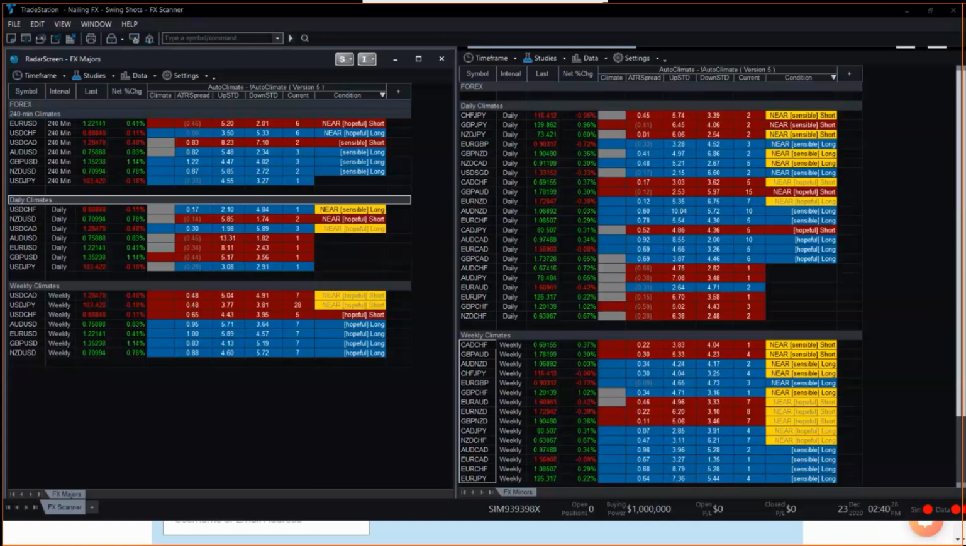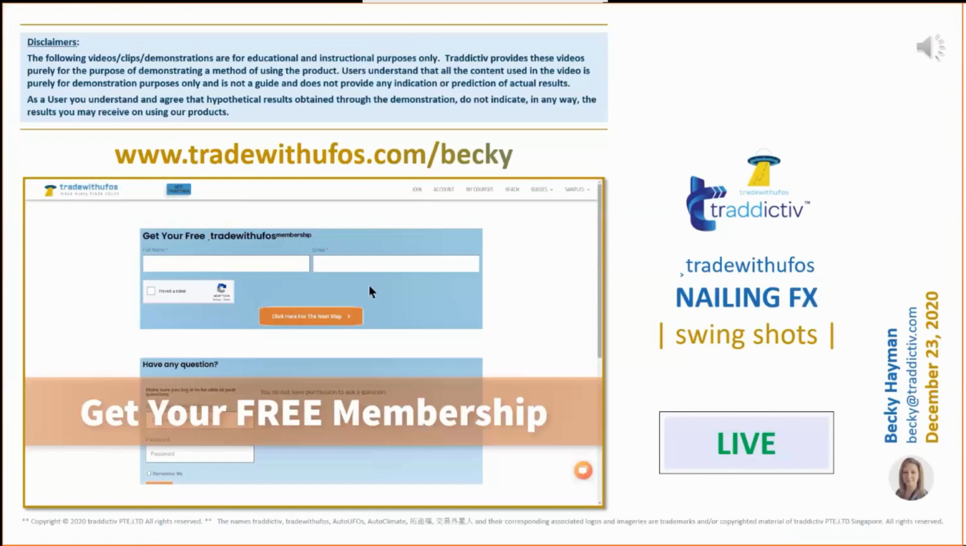So for me, in these sessions, obviously, hopefully the clue is in the name here, swing shots, we are looking at swing trading.